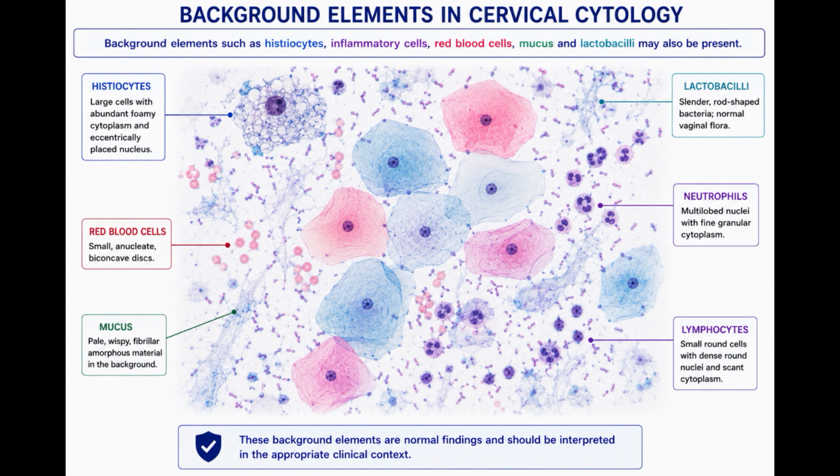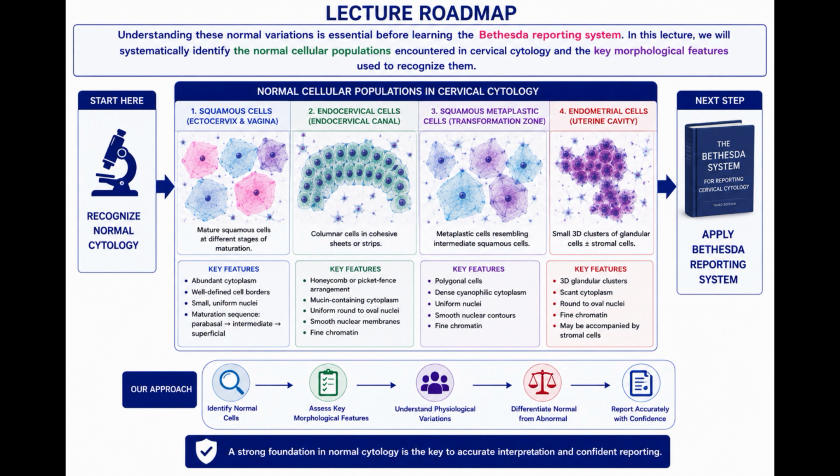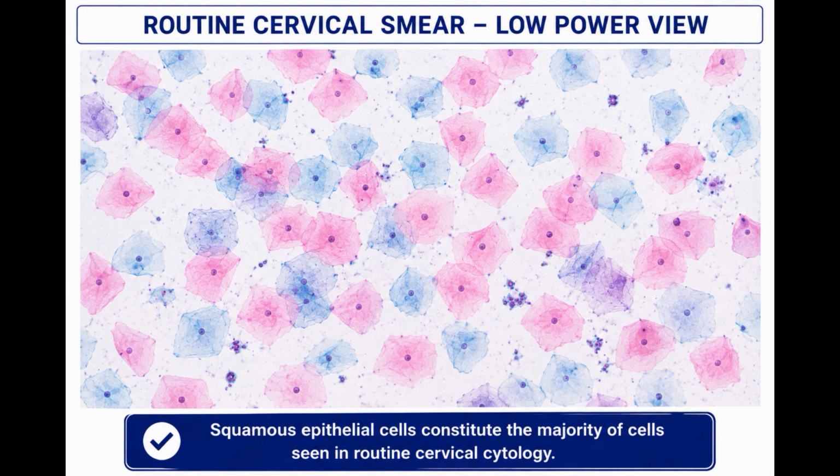Background elements such as histiocytes, inflammatory cells, red blood cells, mucus, and lactobacilli may also be present. The proportion of these cells varies with age, hormonal status, menstrual phase, pregnancy, menopause, and the site sampled. Understanding these normal variations is essential before learning the Bethesda reporting system. In this lecture, we will systematically identify the normal cellular populations encountered in cervical cytology and the key morphological features used to recognize them. Normal squamous cell population.